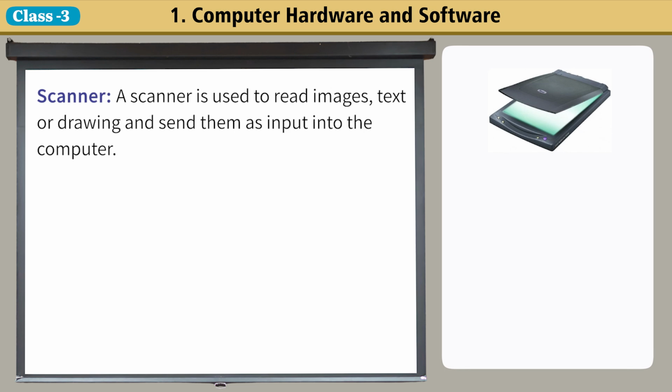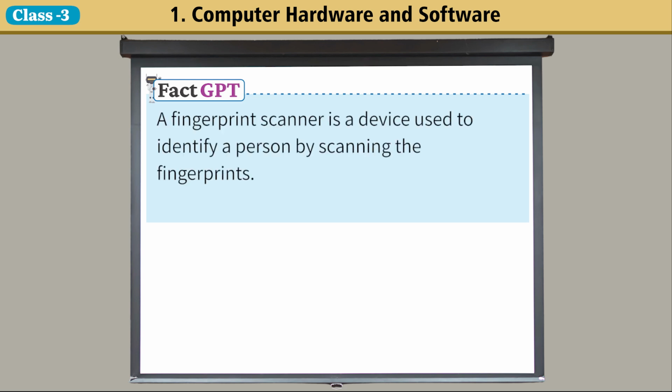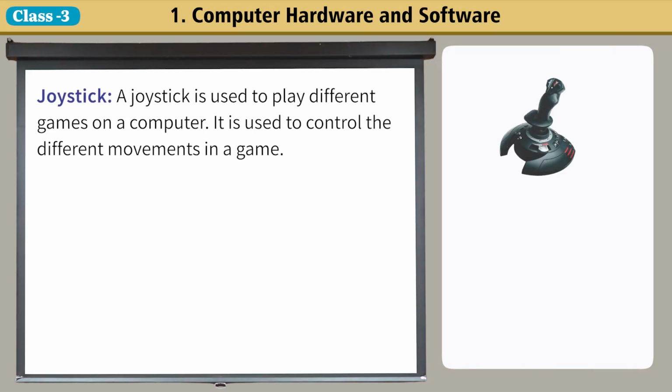Scanner. A scanner is used to read images, text or drawing and send them as input into the computer. FACT-GPT. A fingerprint scanner is a device used to identify a person by scanning the fingerprints. Joystick. A joystick is used to play different games on a computer. It is used to control the different movements in a game.